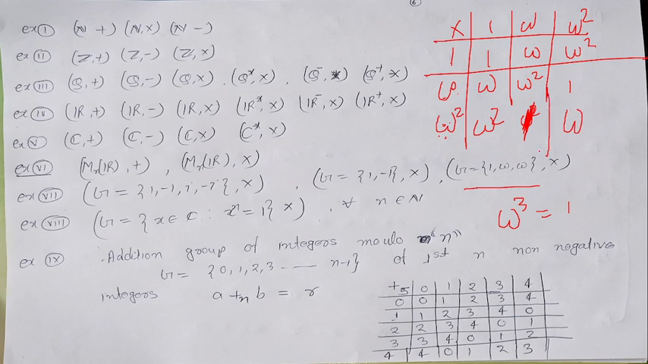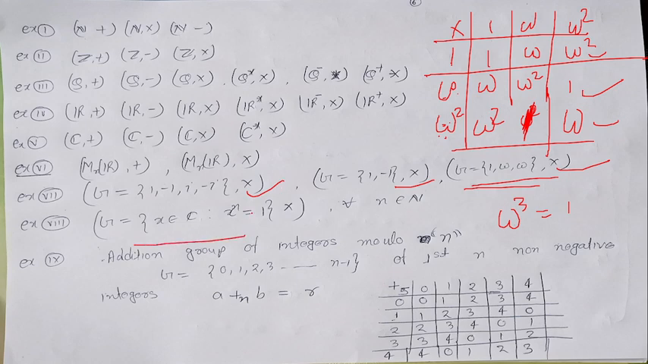So the remaining elements 1 and omega are there. You can see that in each row, or each column, all three elements are available. So this is also a group, meaning the cube roots of unity also form a group, even an abelian group. This one is also an abelian group, and this one is also an abelian group.